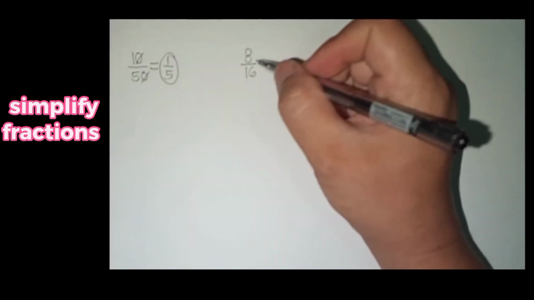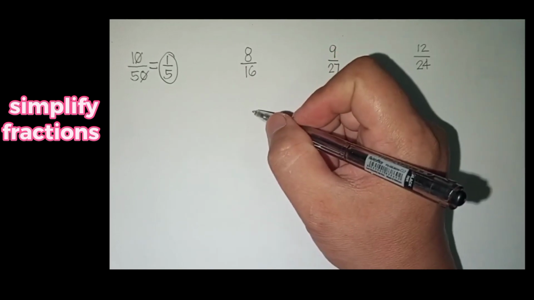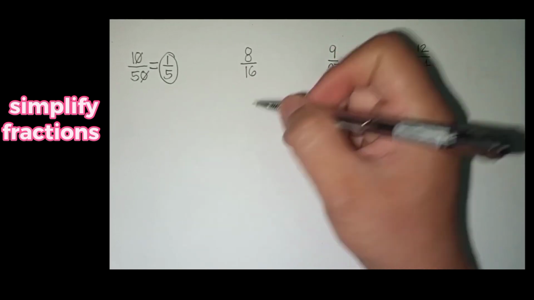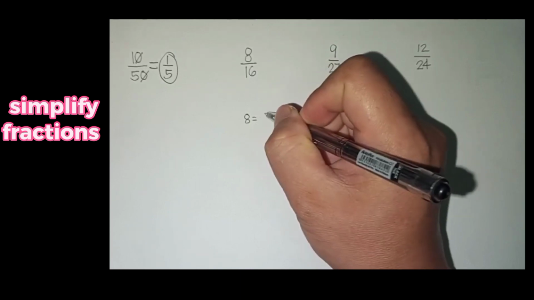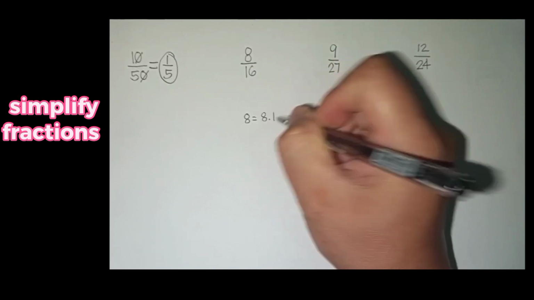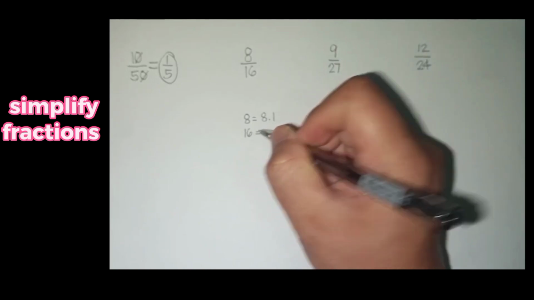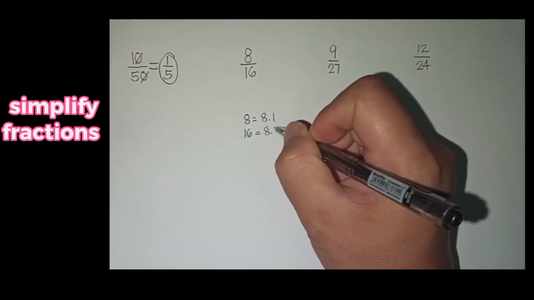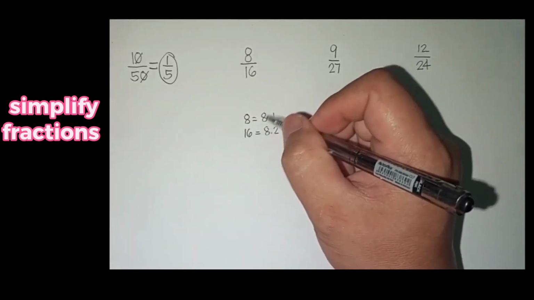And for number 2, you have 8 over 16. So we need the GCF, or the greatest common factor. So we have to factor out 8, that is 8 times 1. And we also have to factor out 16, that is 8 times 2. So the greatest common factor between 8 and 16 is 8.